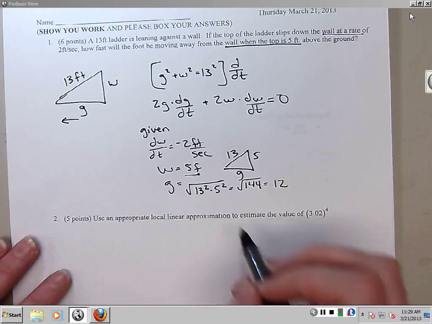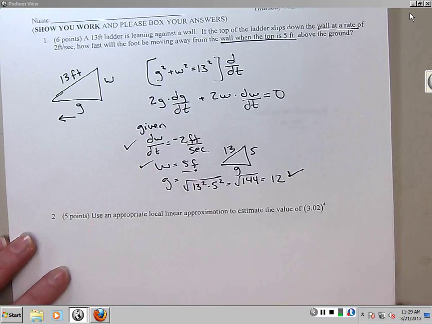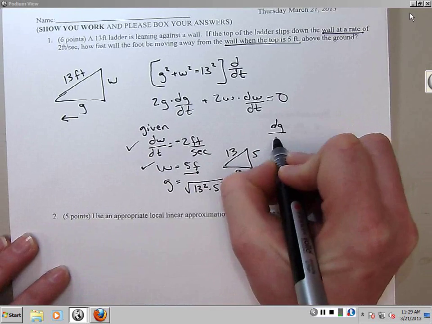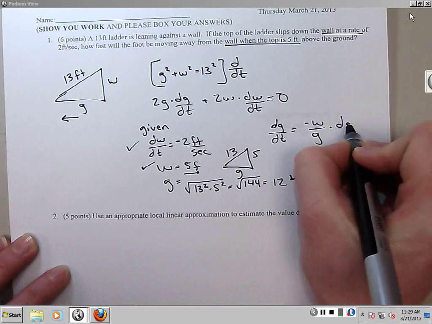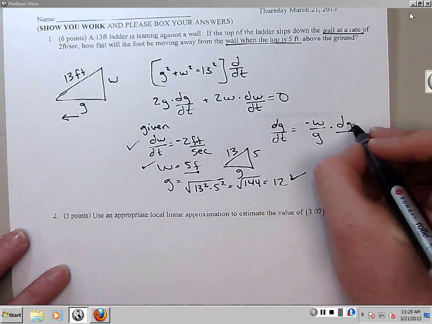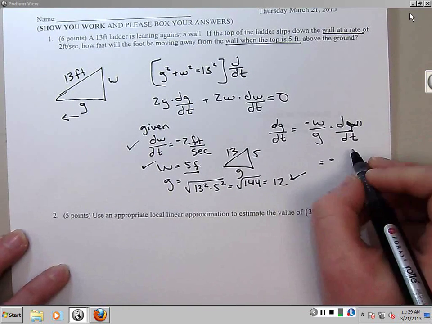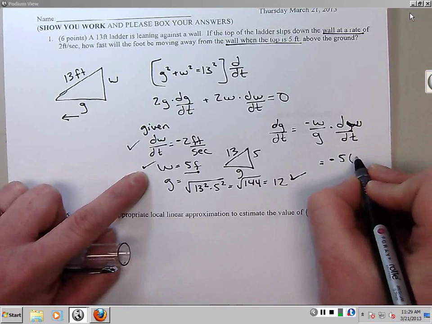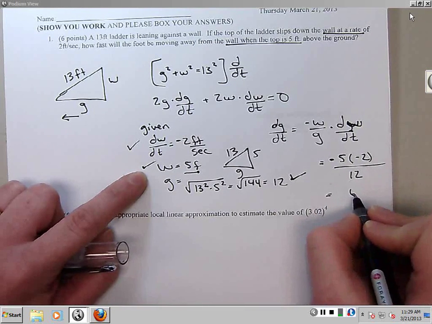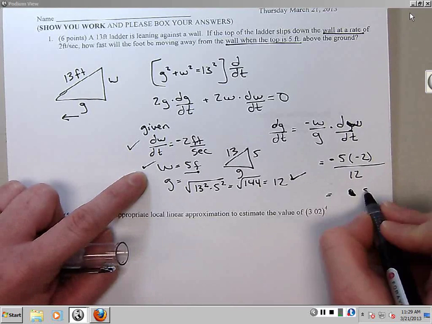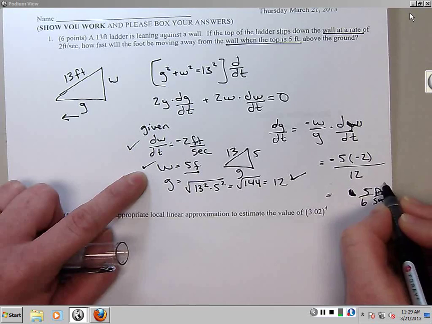So I could find G. I was given W and dW/dt, and I want dG/dt. So that's minus W over G times dW/dt. So that's minus 5 times minus 2 over 12, which would be 5/6 feet per second, but don't worry about units if you didn't have feet per second.